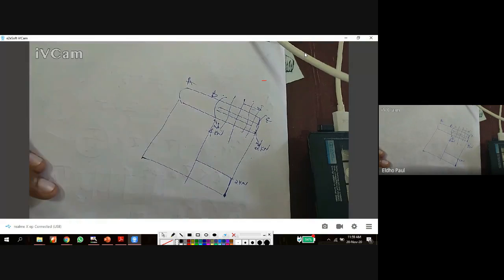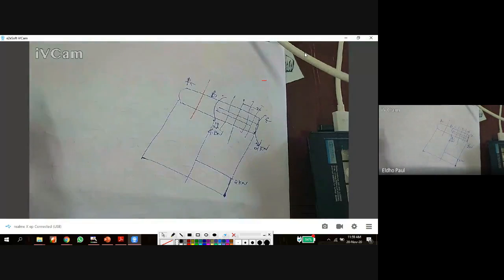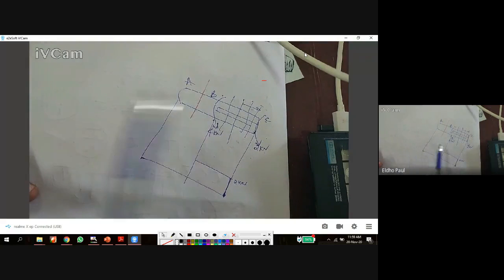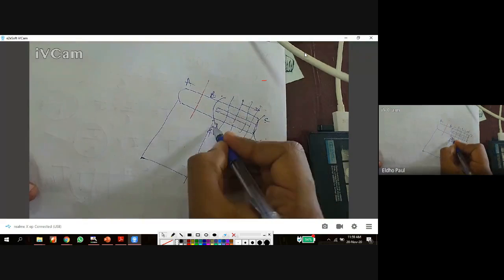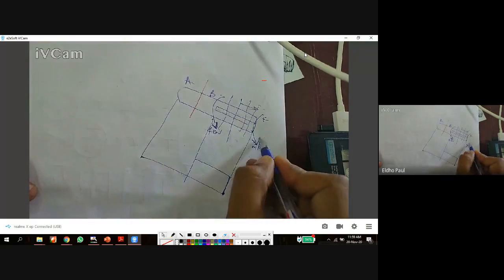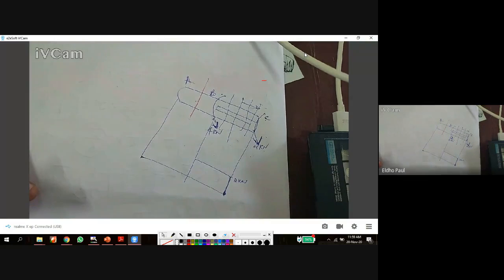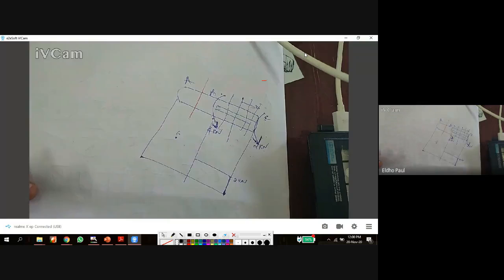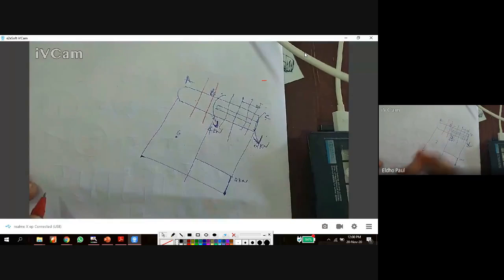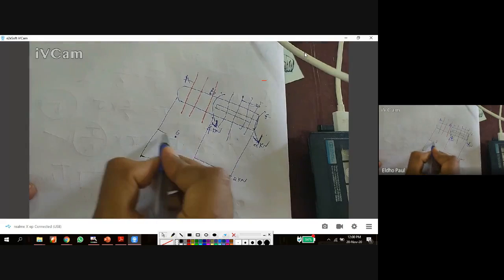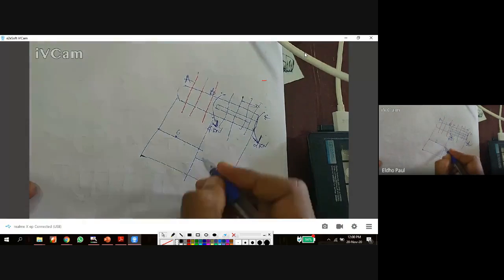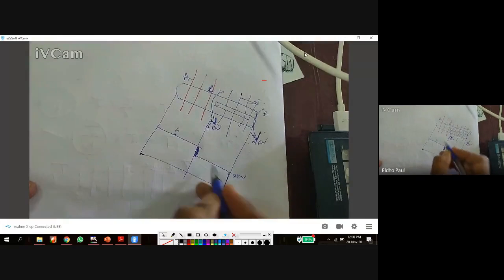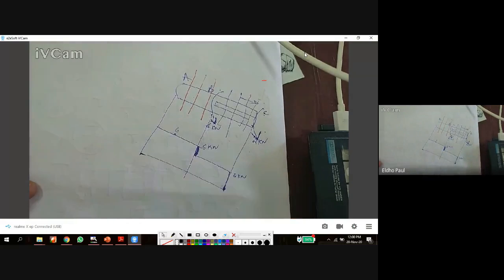And if we consider another section in between A and B, to the right of the section, we have 4 that is acting clockwise and 2 which is acting again clockwise. So both we can add, 4 plus 2, 6. So at this section, we have 6 kilonewton. If we consider the section here, it will be 6 kilonewton. Everywhere it is 6 kilonewton. So at this point, it varies from 2 kilonewton to 6 kilonewton.